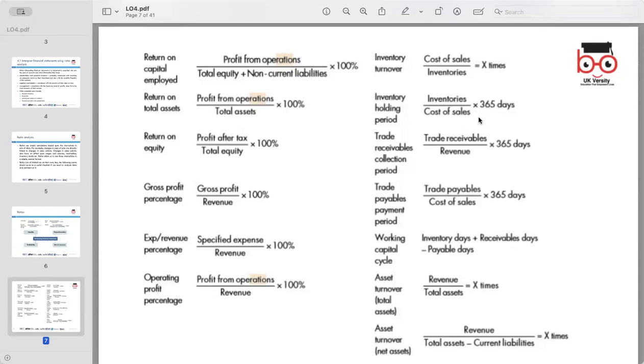Return on equity ratio means the return generated for shareholders' equity. It compares the profit from operations to the total equity, expressed as a percentage.